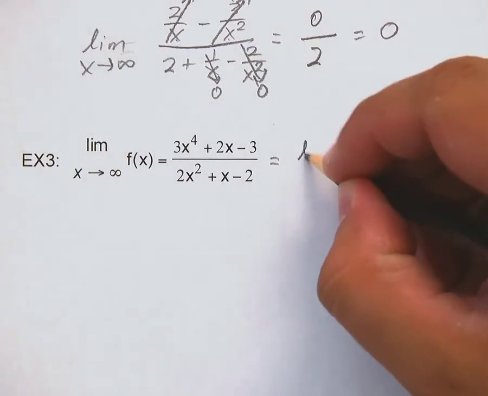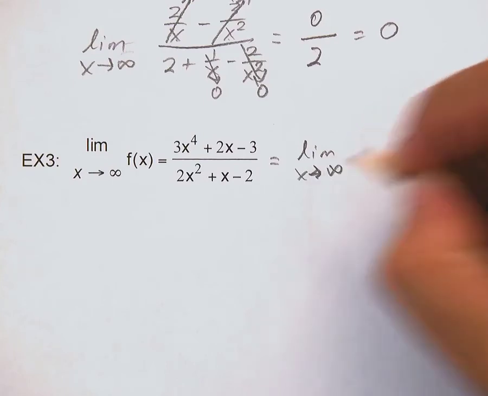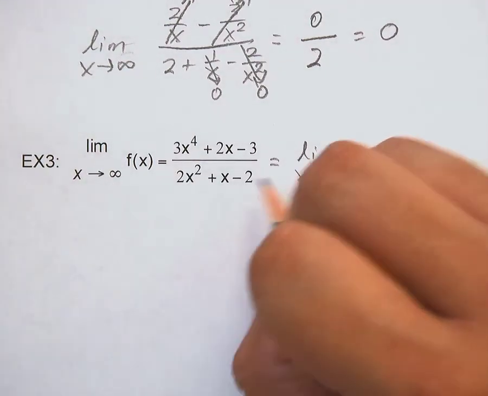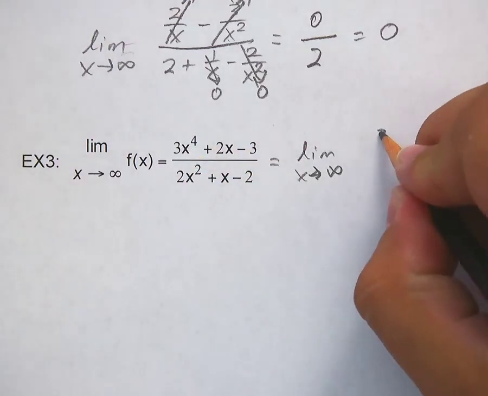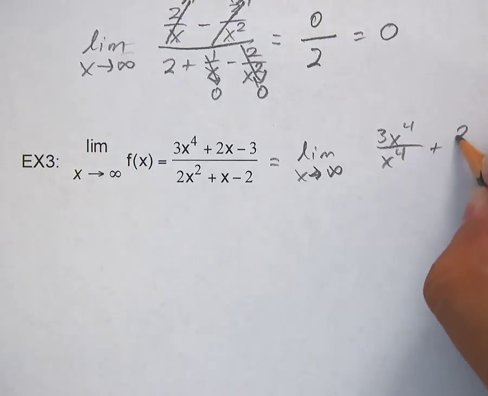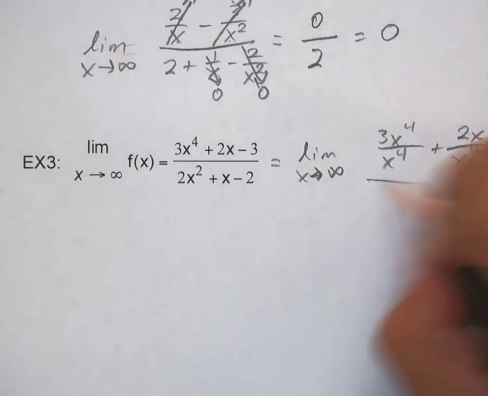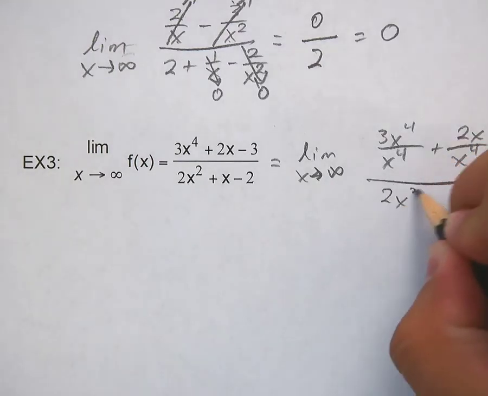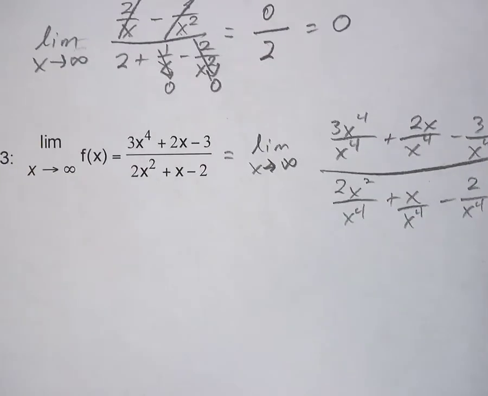Okay, so let's set this thing up. This is going to be the limit as x approaches infinity. What's your highest power of x? We've got x to the 4th. 3x to the 4th over x to the 4th plus 2x over x to the 4th minus 3 over x to the 4th, over 2x squared over x to the 4th plus x over x to the 4th minus 2 over x to the 4th. Sorry about that.